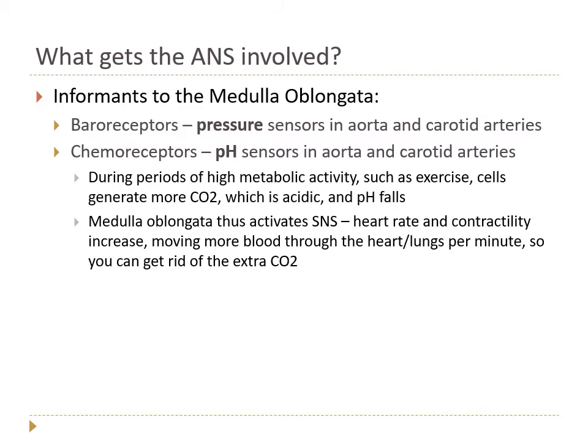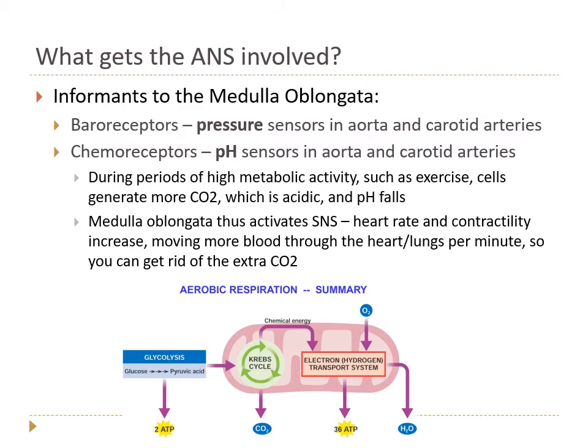So what happens then is those chemoreceptors tell the medulla oblongata, hey, we need to rev up the cardiac output because we're generating more carbon dioxide, so we need to move the blood through the system more quickly so we can get rid of this carbon dioxide as quickly as we're producing it. So the medulla oblongata is going to activate the sympathetic nervous system, heart rate and contractility will increase, therefore cardiac output increases, therefore you can get rid of that extra carbon dioxide. And I should have animated this before. This is just that reminder that aerobic cellular respiration requires oxygen and glucose, and then it's going to produce 36 ATP, but waste product here of CO2, carbon dioxide, which is acidic.